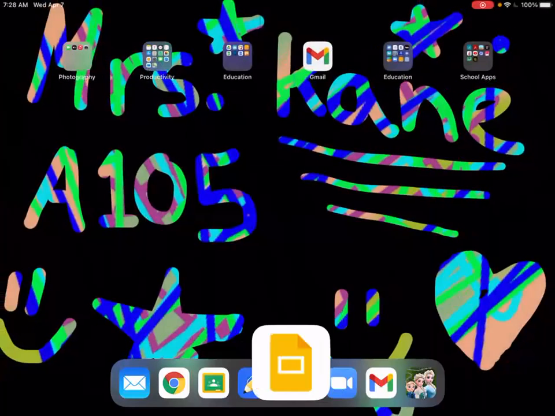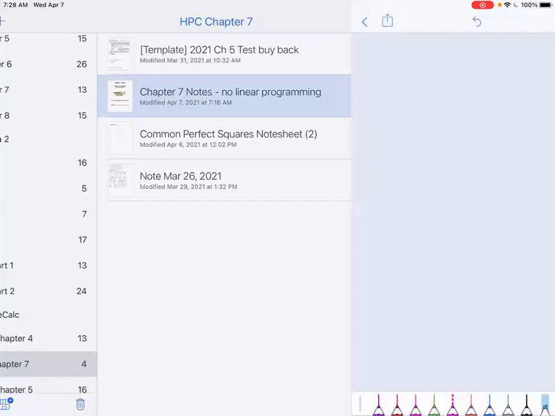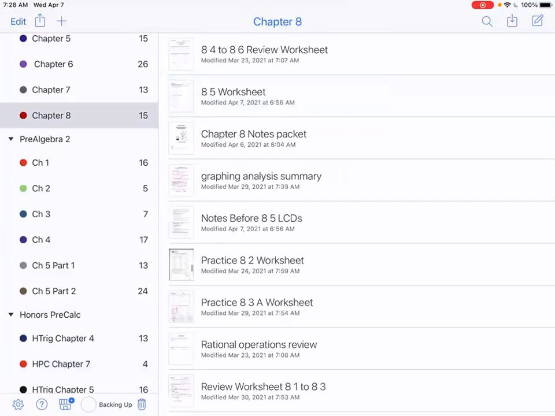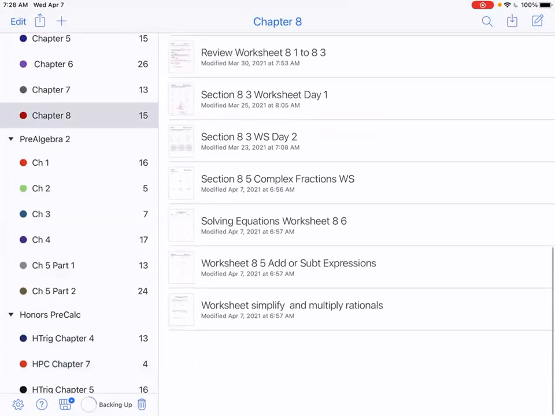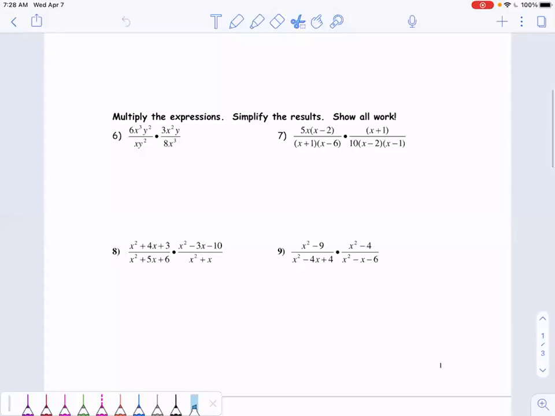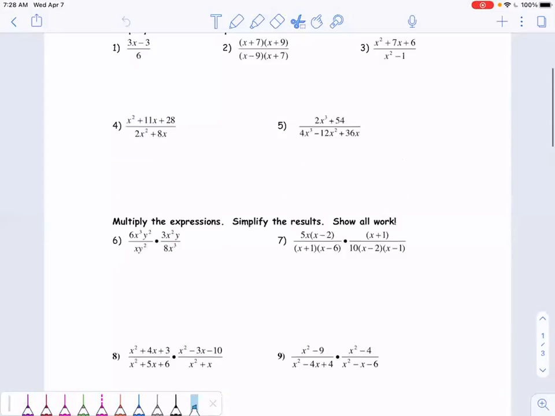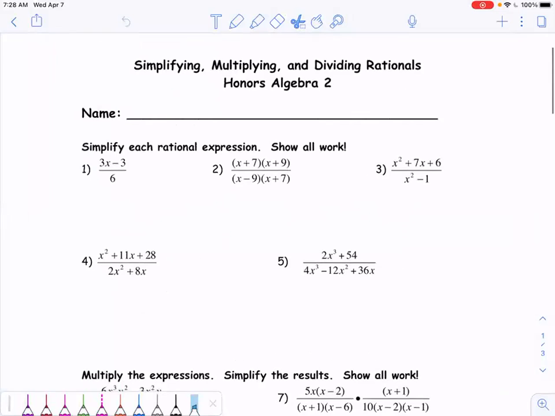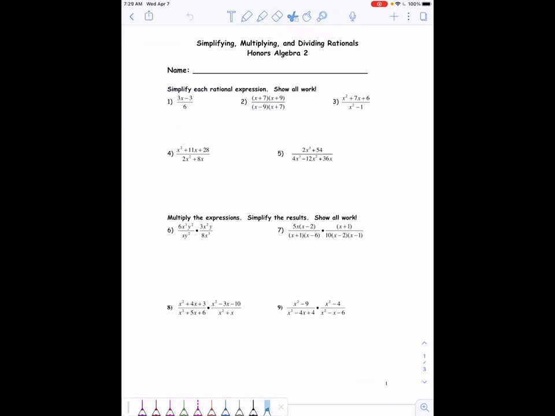So looking at your homework from yesterday, the worksheet contained a few problems of each type of example that we looked at. The first group of problems were just simplifying. You have one fraction, factor first, and then cross off any common factors between the numerator and the denominator. Number 5 contained a perfect cube. It's the only one that contained a perfect cube.